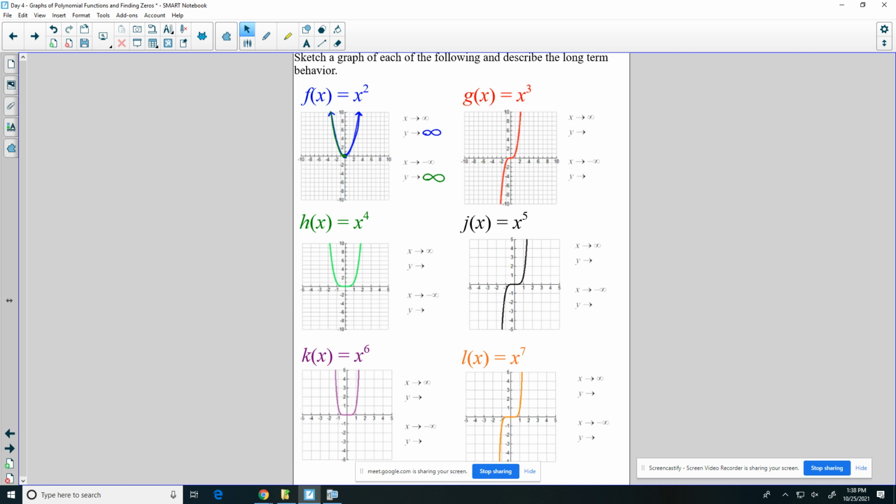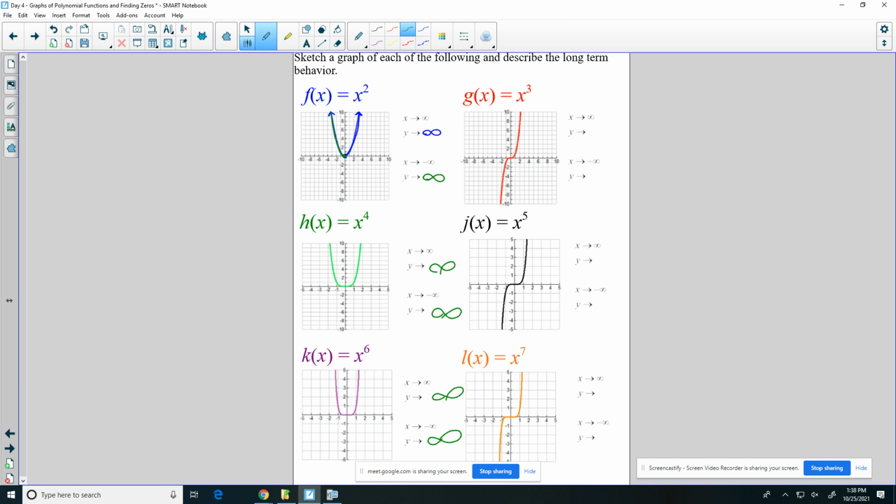So, as we're filling in, what happens as x goes to infinity, every single one of these evens is exactly the same. As x goes to infinity, y goes to infinity. As x goes to negative infinity, y goes to positive infinity. All even functions are exactly the same answers.